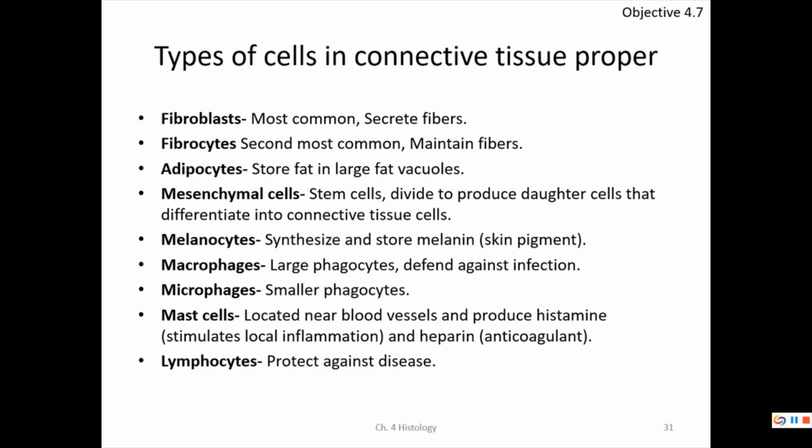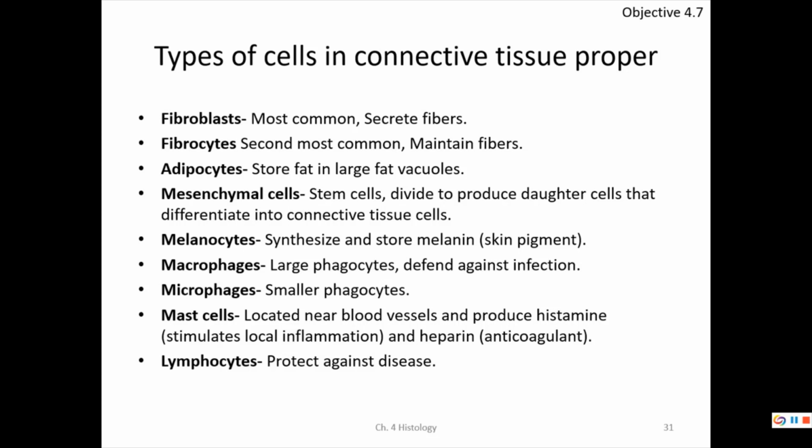And then lymphocytes are also the cells found in lymph. These protect against disease as well. Lymphocytes are a type of blood cell. They're a type of white blood cell that are needed for fighting diseases. These are the ones like B cells and T cells you may have heard of.